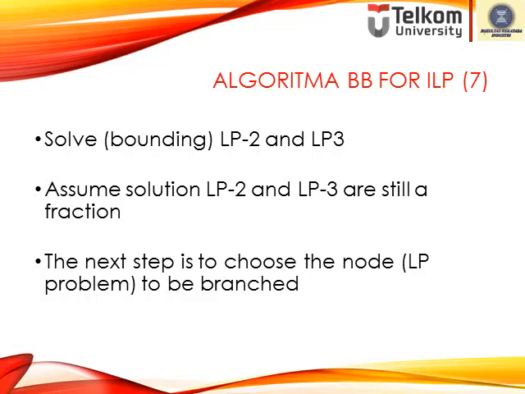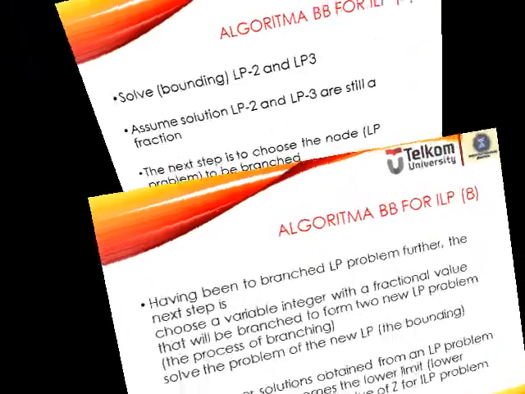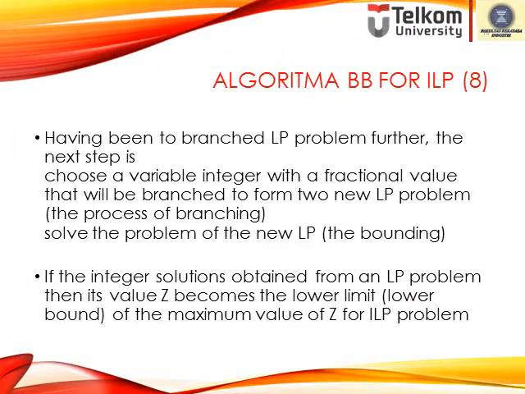The next step is to choose the node of the LP problem to branch further. Choose an integer variable with a fractional value that will be branched to form a new LP problem, which is the process of branching. Solve the new LP problem, or bounding. If an integer solution is obtained from an LP problem, its value z becomes the lower bound of the maximum value of z for ILP.